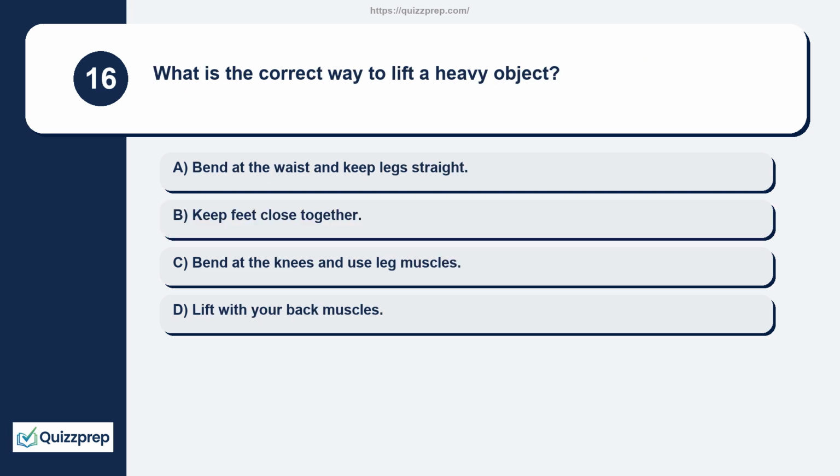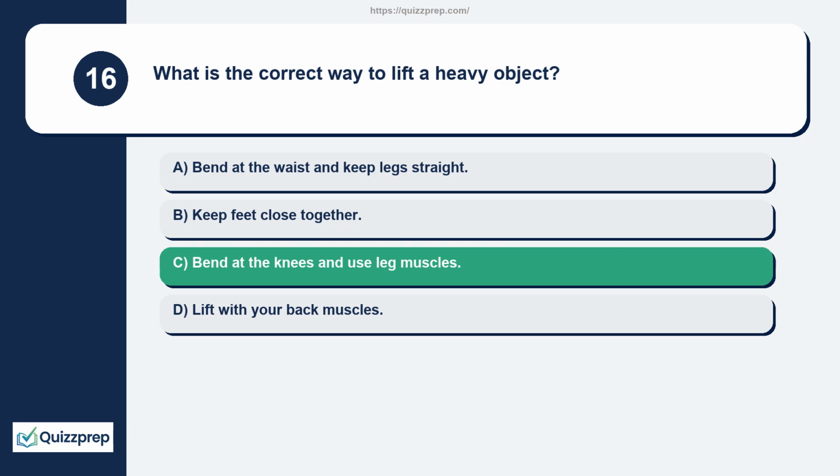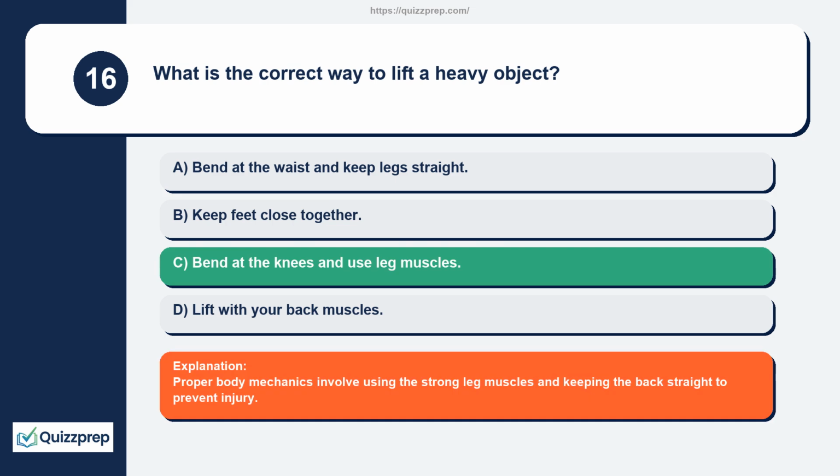Question 16. What is the correct way to lift a heavy object? Bend at the waist and keep legs straight. Keep feet close together. Bend at the knees and use leg muscles. Lift with your back muscles. Proper body mechanics involve using the strong leg muscles and keeping the back straight to prevent injury.